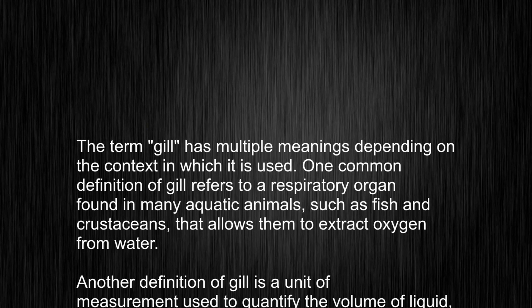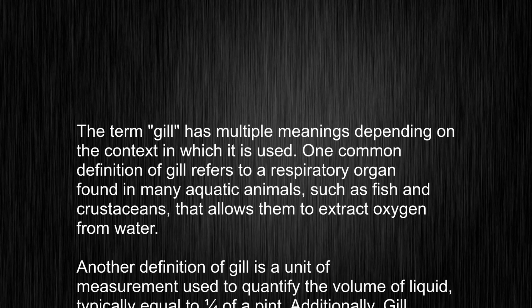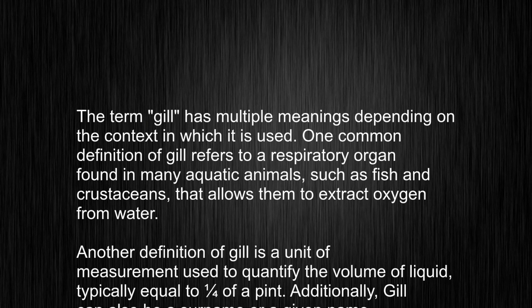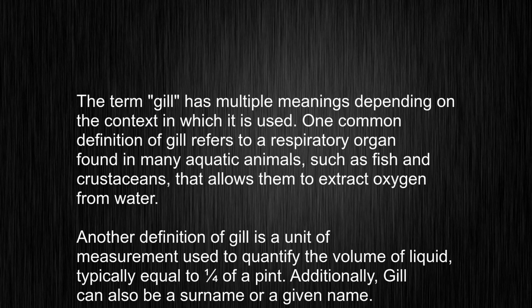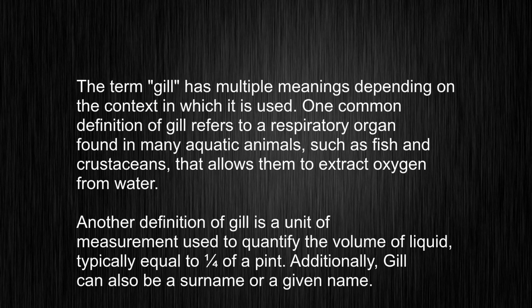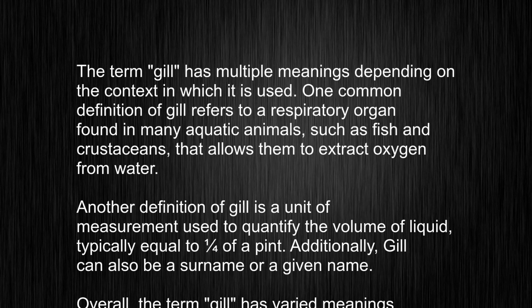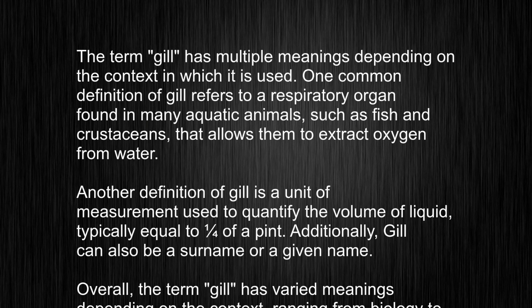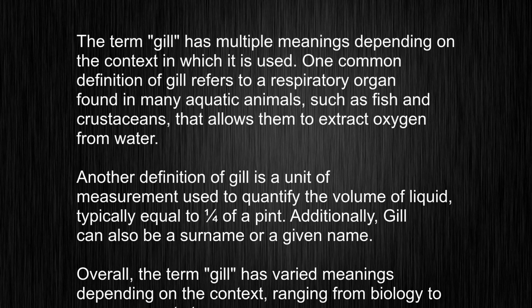The term gill has multiple meanings depending on the context in which it is used. One common definition of gill refers to a respiratory organ found in many aquatic animals, such as fish and crustaceans, that allows them to extract oxygen from water.